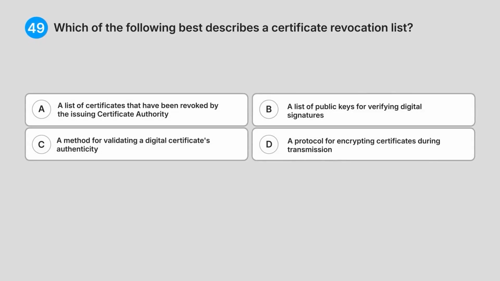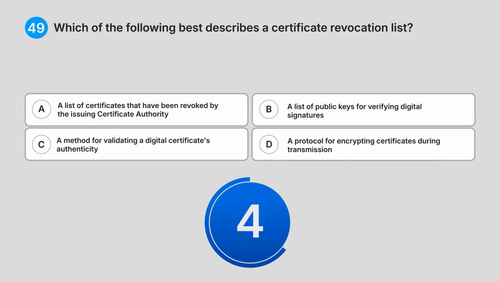49. Which of the following best describes a certificate revocation list? A. A list of certificates that have been revoked by the issuing certificate authority. B. A list of public keys for verifying digital signatures. C. A method for validating a digital certificate's authenticity. D. A protocol for encrypting certificates during transmission. Do you know the answer?